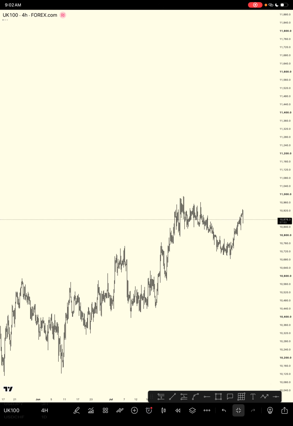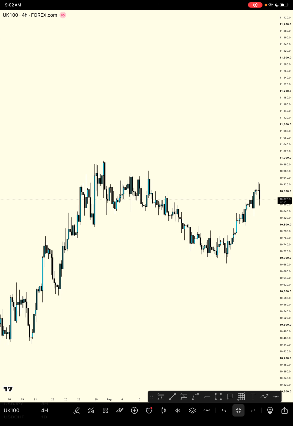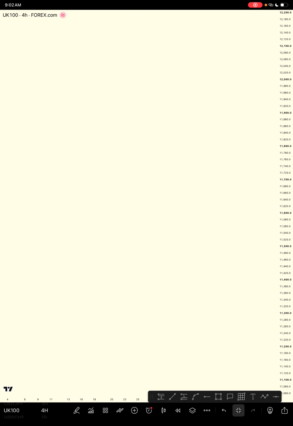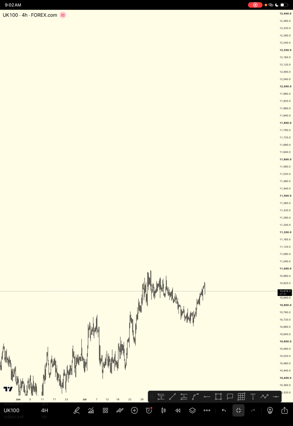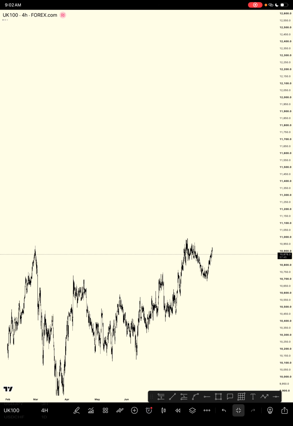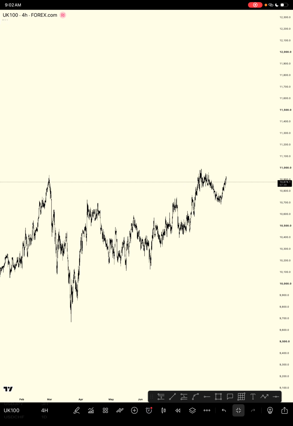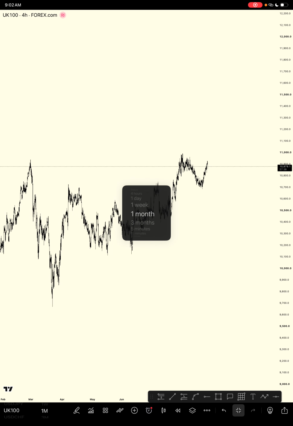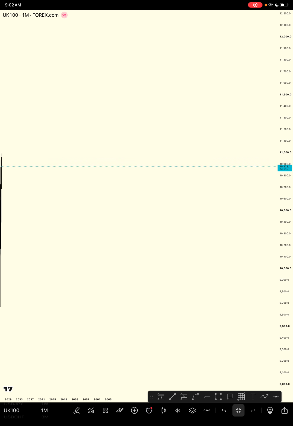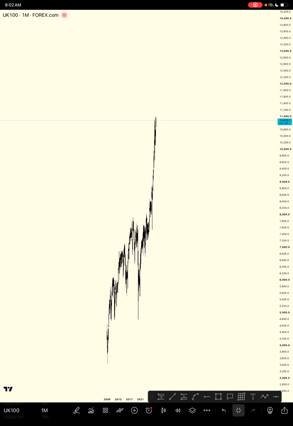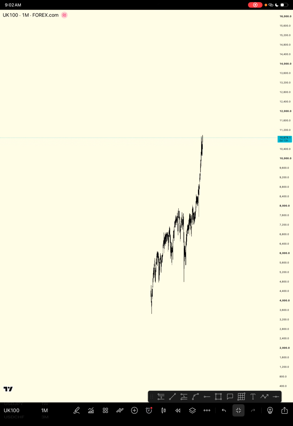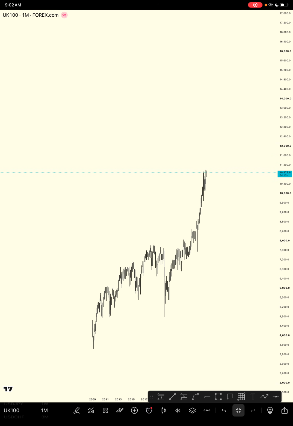this is UK100, and the first thing that I want to do is know my directional bias, or my order flow, either bullish or bearish. For me to be able to know my order flow, I need to go to the higher time frame. So I quickly go to the 1 month time frame, and looking at it, this pair has been bullish. So the character of the pair is steadily bullish.